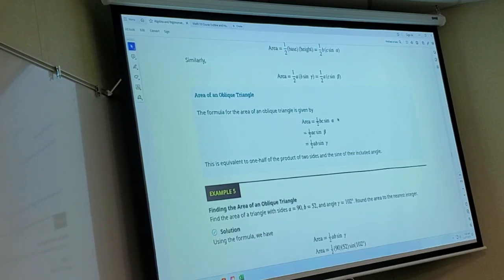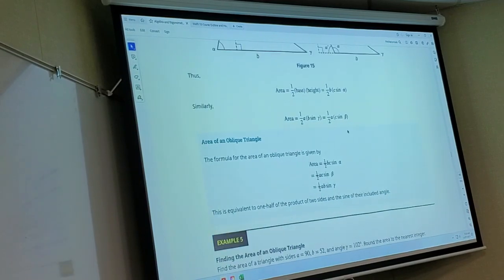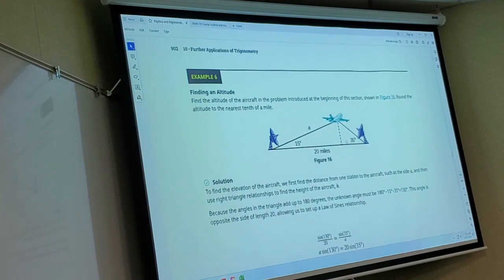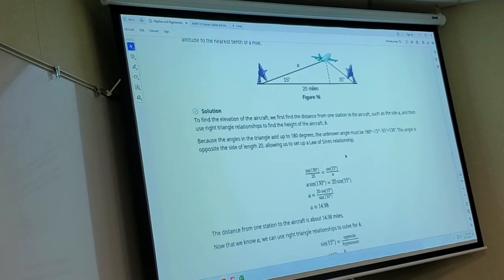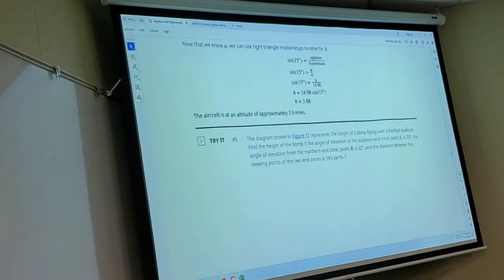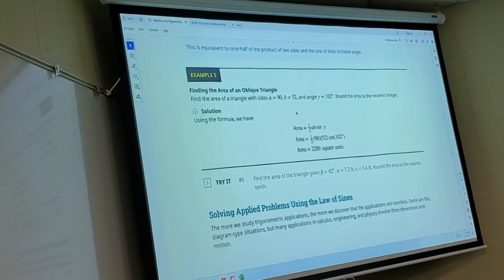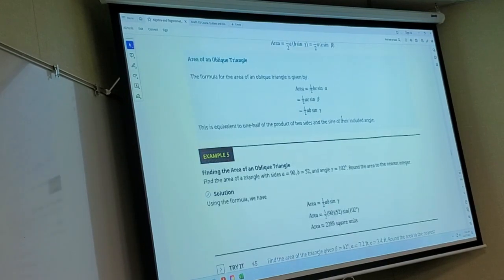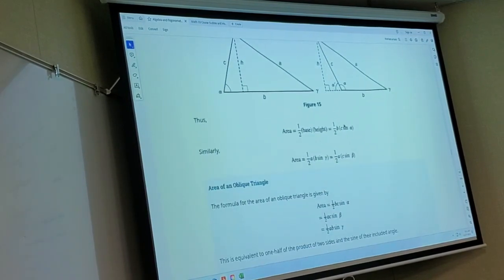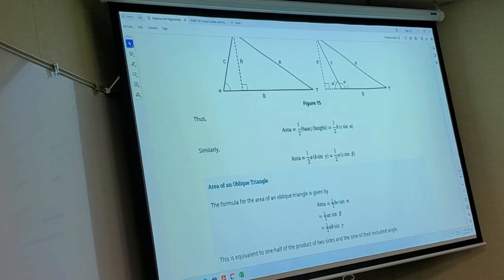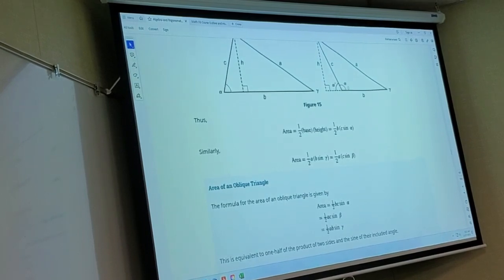This is the area formula for a triangle if you only know, let's see if they give us an example. Okay, they don't do an example. They do sort of an example. So if you know B, C, and the angle between, so if I know an angle and the two sides that make that angle, I can get the area of that triangle.